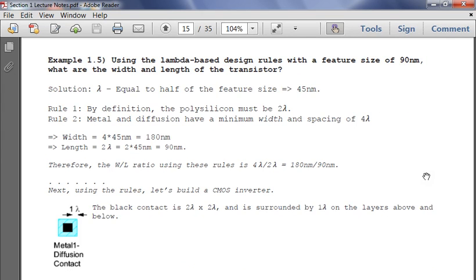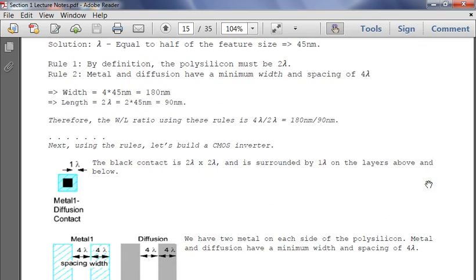Okay, so while you guys are still finishing up 1.5, maybe this is an example of a contact. We have the contact inside, it's 2 lambda by 2 lambda, and then it has the 1 lambda around it, like the rule says. And then next we're going to talk about metal and diffusion. Again, you can kind of see down here, I'm going to scroll up just a little bit.